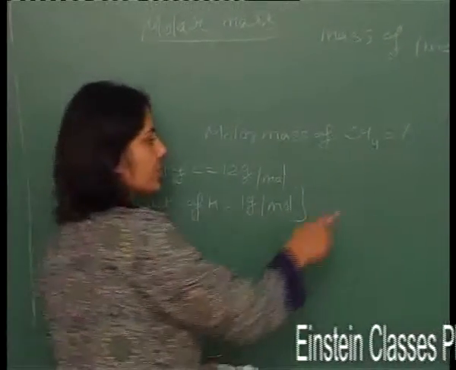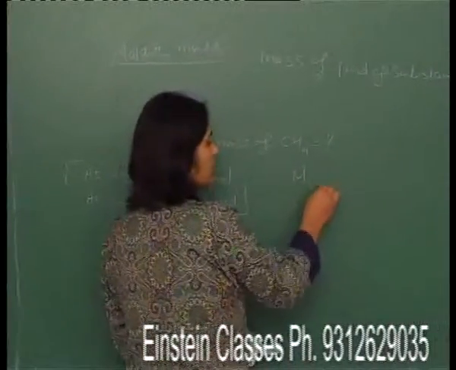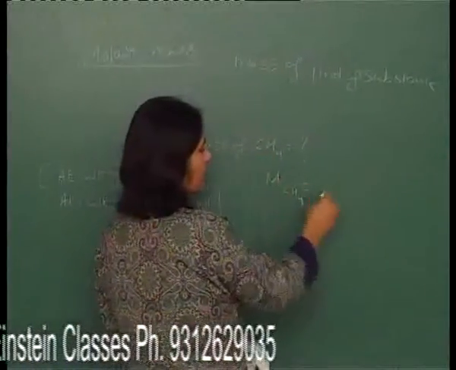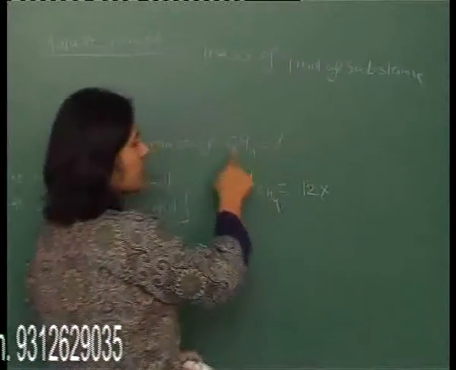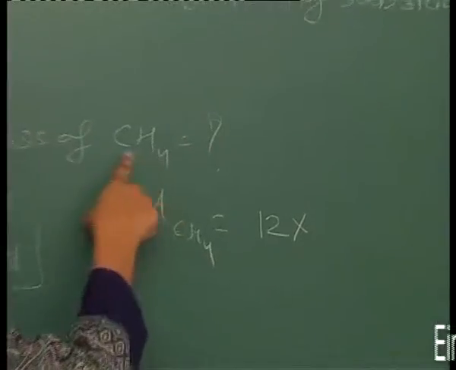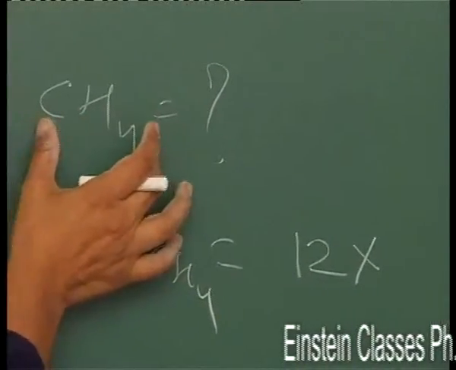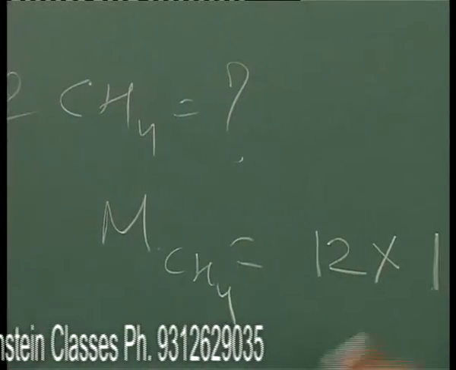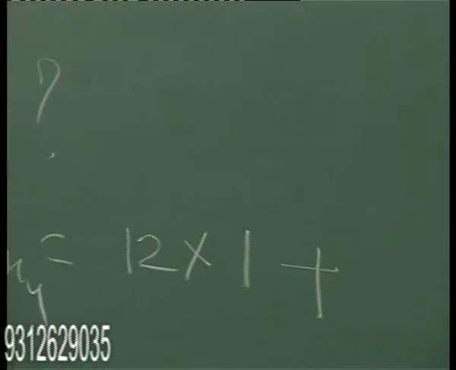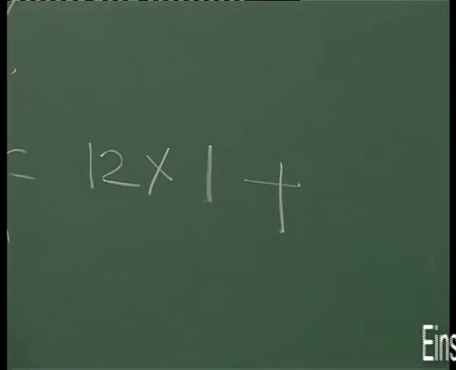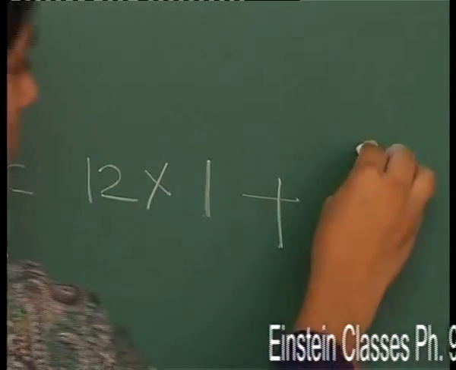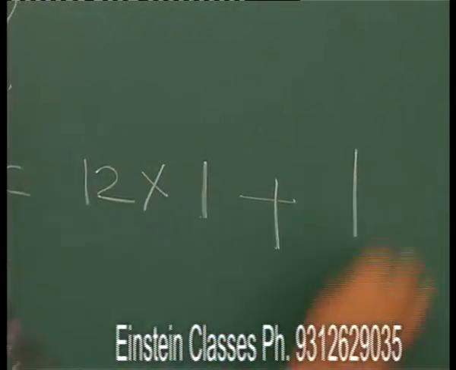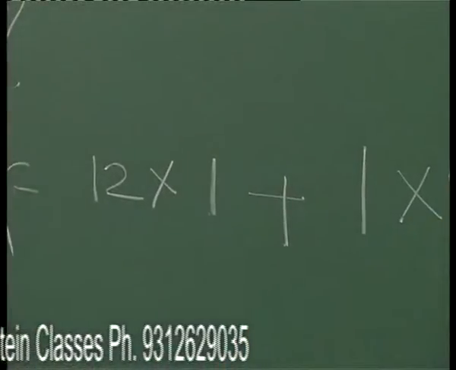Then the molar mass of methane would be the atomic weight of carbon into its molar ratio. This is the molar ratio. If we take 1 mole of a substance, then there is only 1 mole of carbon atom. Plus, if we take H4, it means in 1 mole there are 4 moles of H. The mass of 1 mole of H is 1 gram. Then 4 moles of H is into 4.